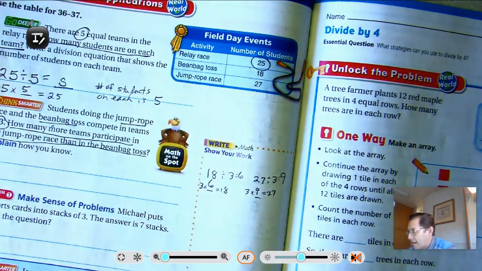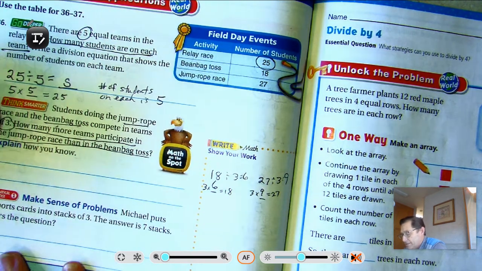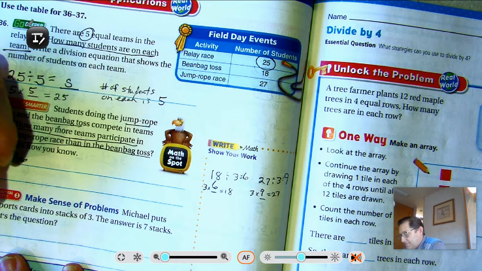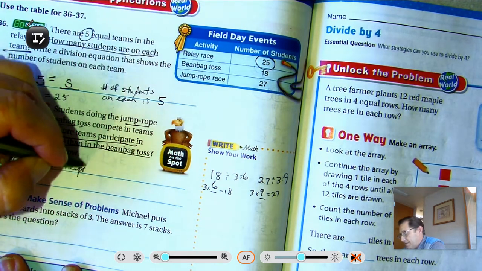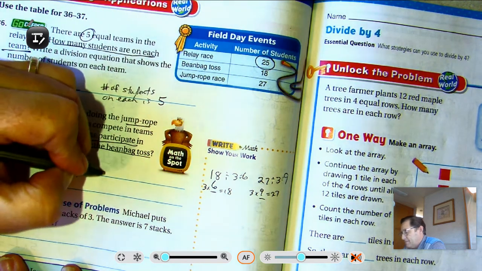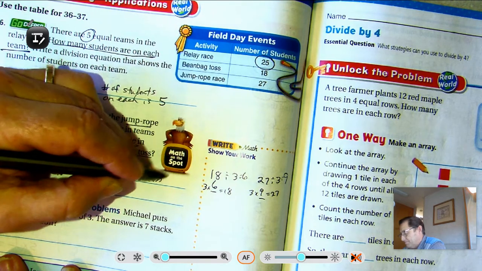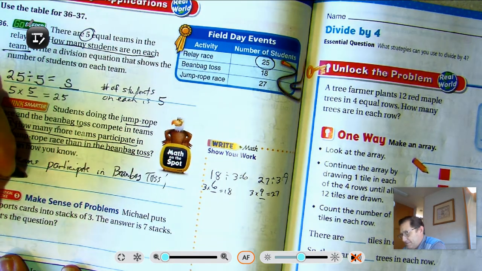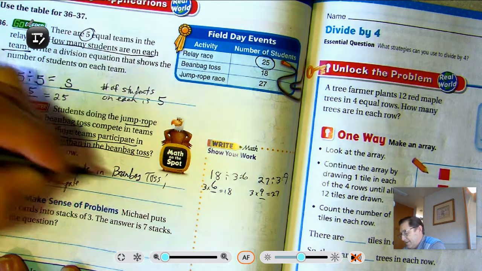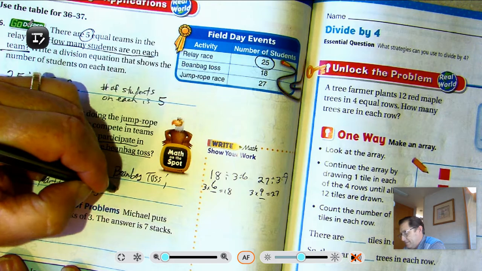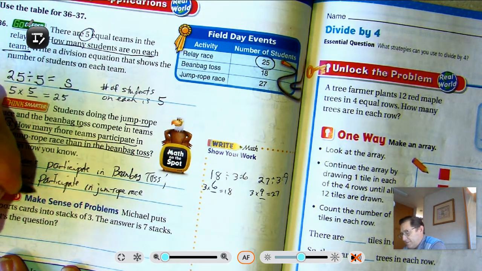All right, so how many more teams participate in the jump rope race? All right, so 6 teams participate in beanbag toss. 9 teams participate in jump rope race. So there is a difference of 3.